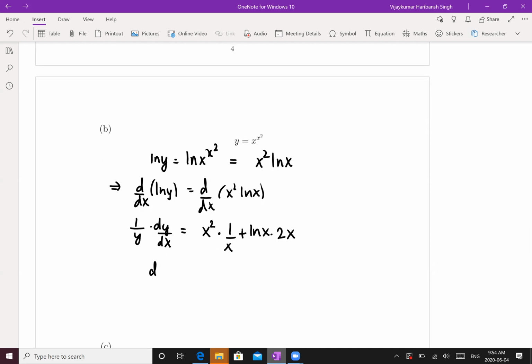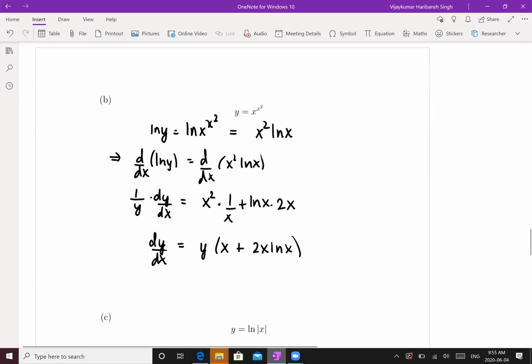So we get dy by dx equals, so let's simplify this, x plus 2x ln x multiplied by y. This y comes on the other side. And we put back what our y is. Y is x to the power x squared. So we get x plus 2x ln x. Note that the growth rate of this function is different. It's variable to the power variable, right? So you can't use one of those power rules or exponential rules here.